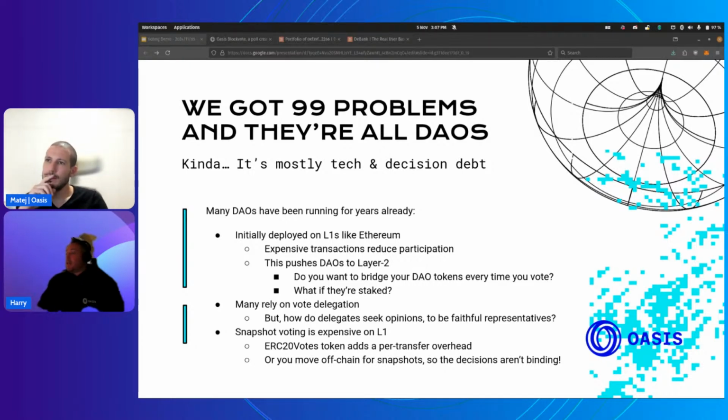And I guess if we talk about snapshot voting on layer 1, it's particularly painful because many DAOs didn't deploy with the ERC20 votes token standard, which was often invented quite some time after DAOs came into existence. And that adds overhead to every single transfer. And of course, if you want to do Merkle proofs of every vote on layer 1, that's even more expensive. So what's the alternative, right? We either move to off-chain snapshots, but then your decisions aren't really binding anymore. But yeah, there's a lot of problems.